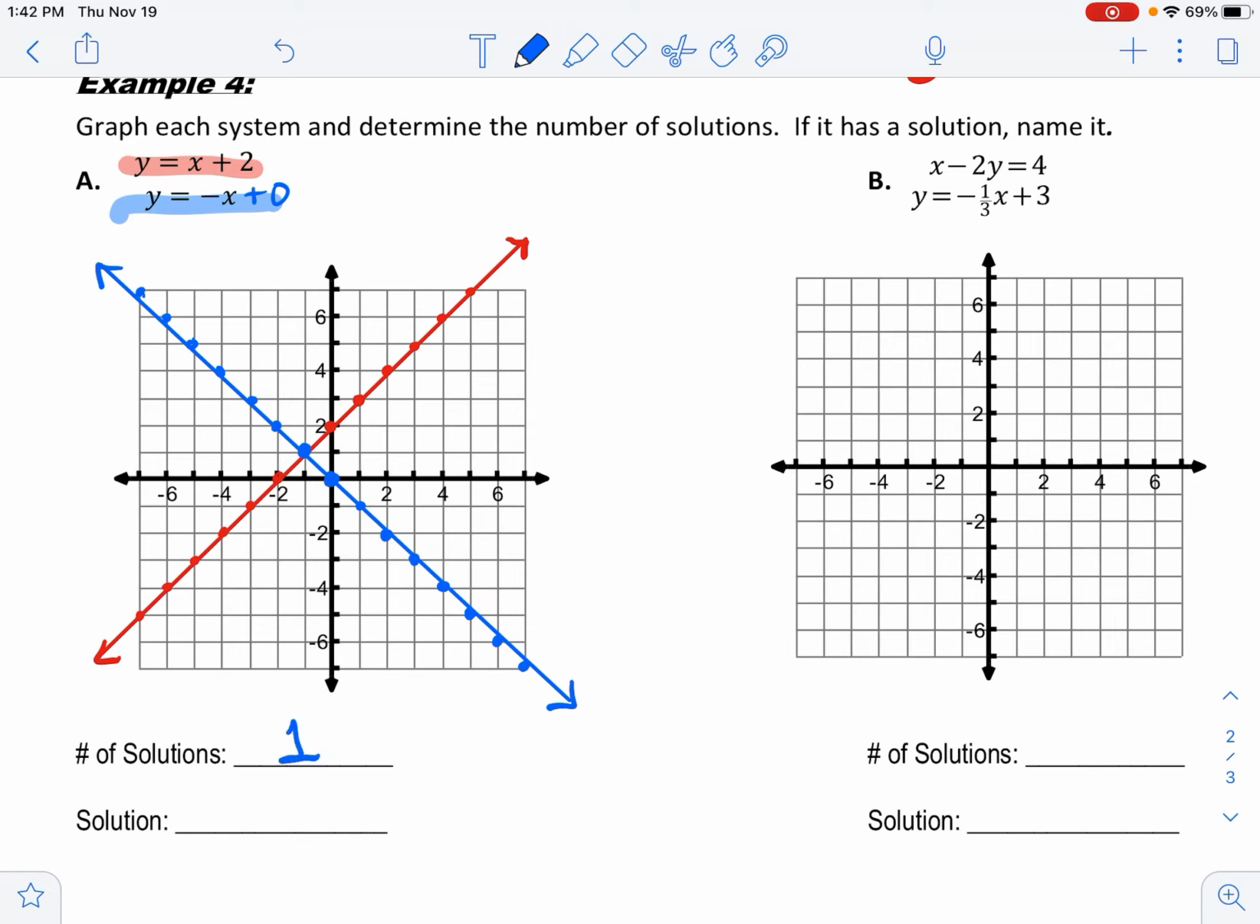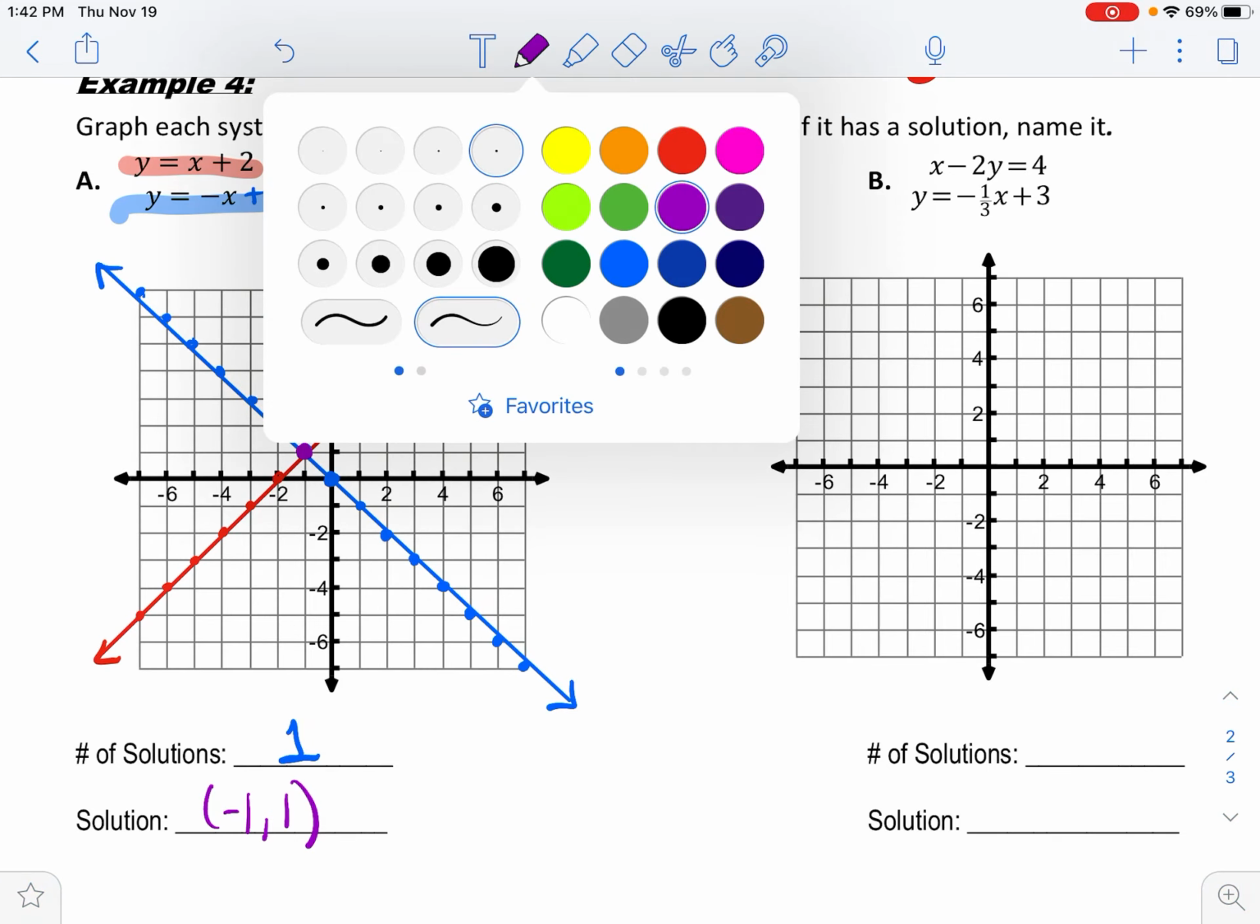And the intersection is my solution. So first off, how many solutions are there? There's 1 solution. And what is that solution? It's this point right here. That point is (-1, 1).